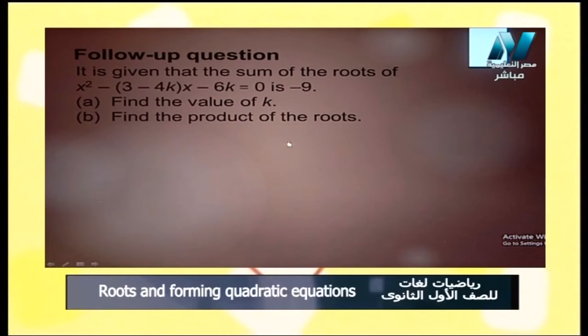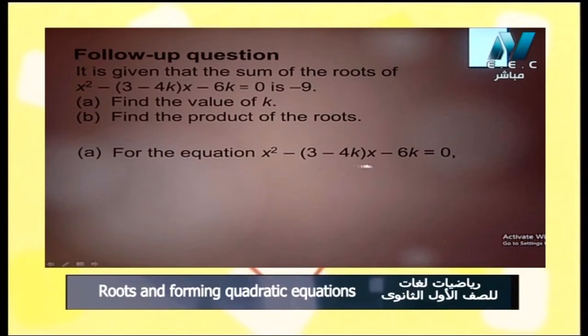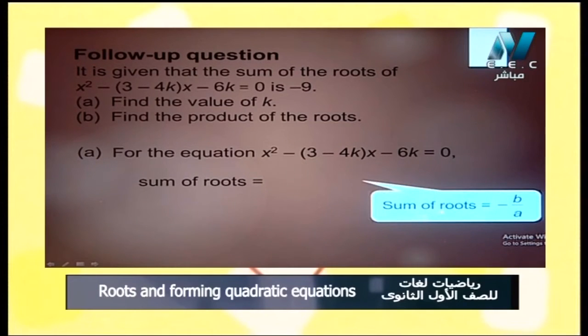So look carefully to the answer. For the equation here, we have the two roots. The sum of the two roots equals 3 minus 4k. Yes, and it is also equal to negative b over a from the original equation. So it is negative multiplied by 3 minus 4k over 1. What is 1? 1 is the coefficient of x power 2.